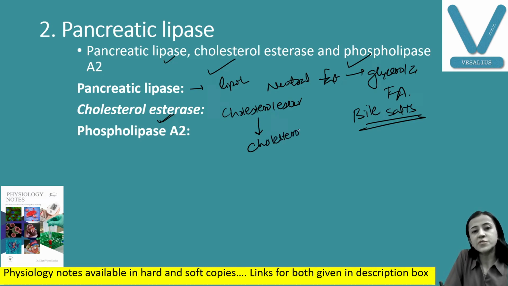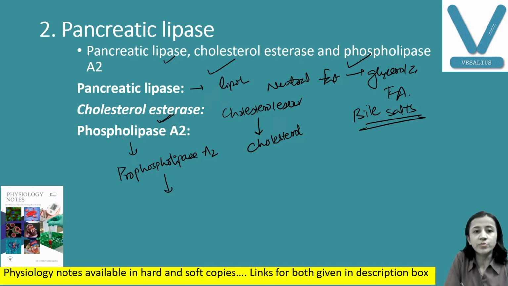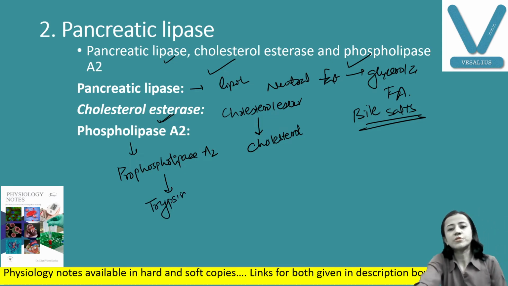Another is phospholipase A2. This is secreted in inactive form. The inactive enzyme is prophospholipase A2, and that gets converted into the active form, phospholipase A2, by the enzyme trypsin. We will discuss trypsin in detail.